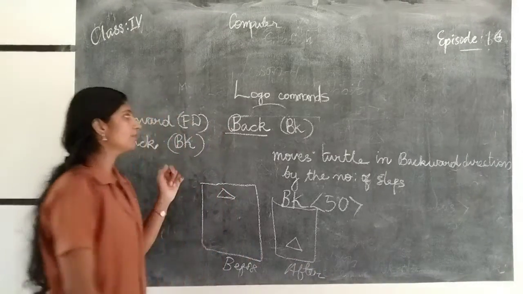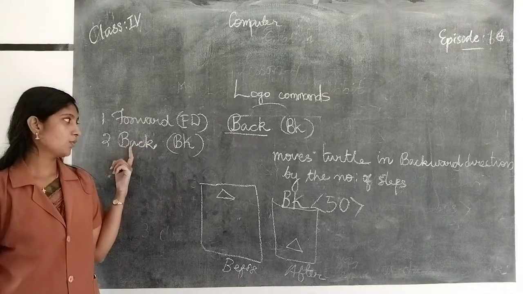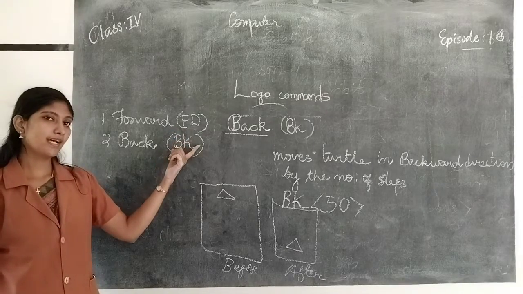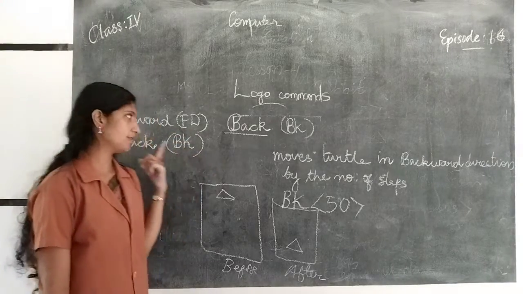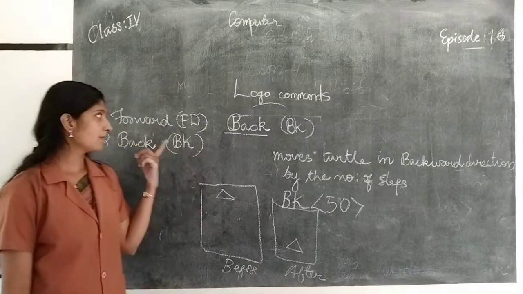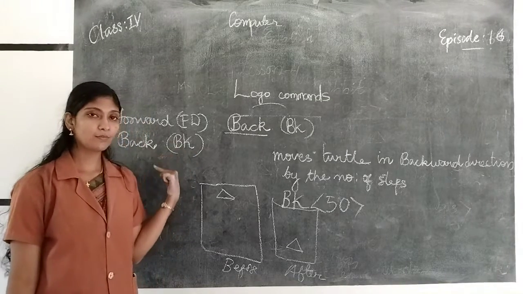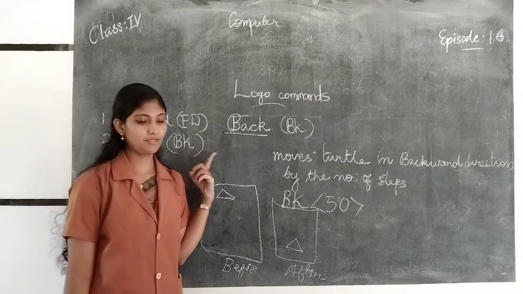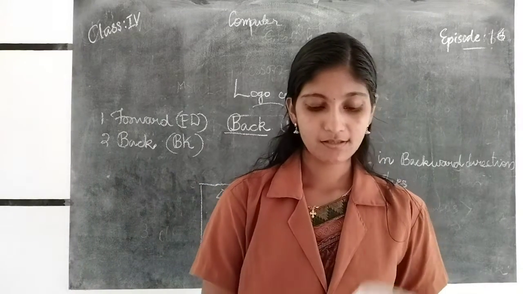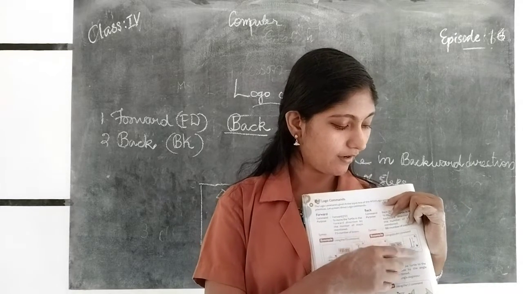So once again, the first command is the forward command and the code is FD. The second one is BK. FD means the turtle moves in the forward direction by the required number of steps. And the second one is back, so it is BK, which is the same as forward, but in the case of back, it moves in the backward direction by the required number of steps. And look here, there is a picture, an example. This is the before picture and here is the after.